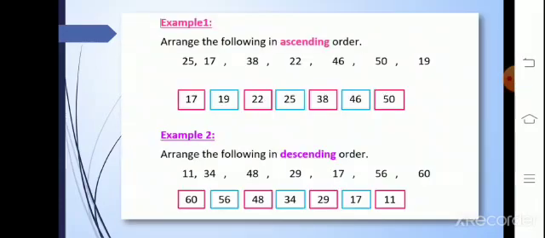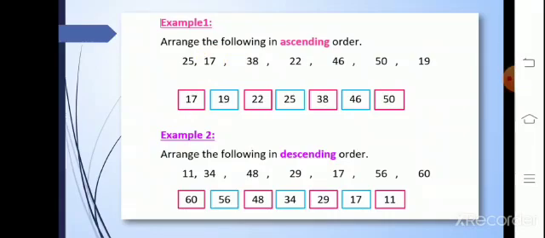Now there are 2 more examples. Arrange the following in ascending order. There are 2-digit numbers now: 25, 17, 38, 22, 46, 50, 19. Now we have to arrange these numbers in ascending order. So first of all, remember, ascending means start from smallest to greatest. So which number is the smallest? Yes, number 17 is smallest. So you write in the first box 17.